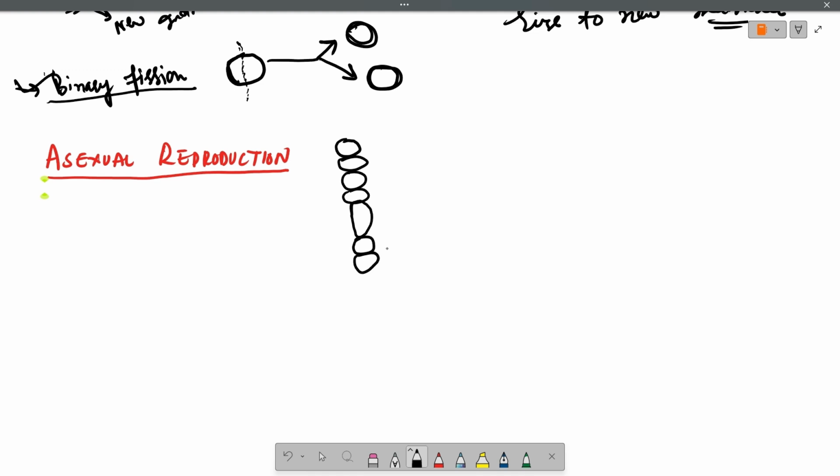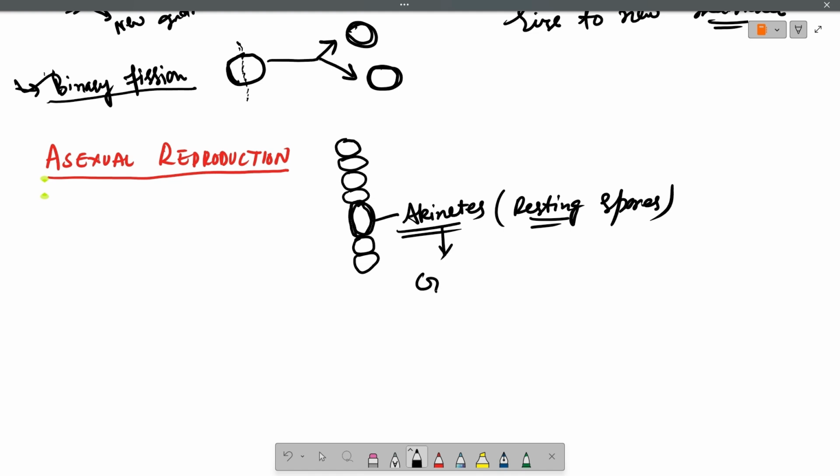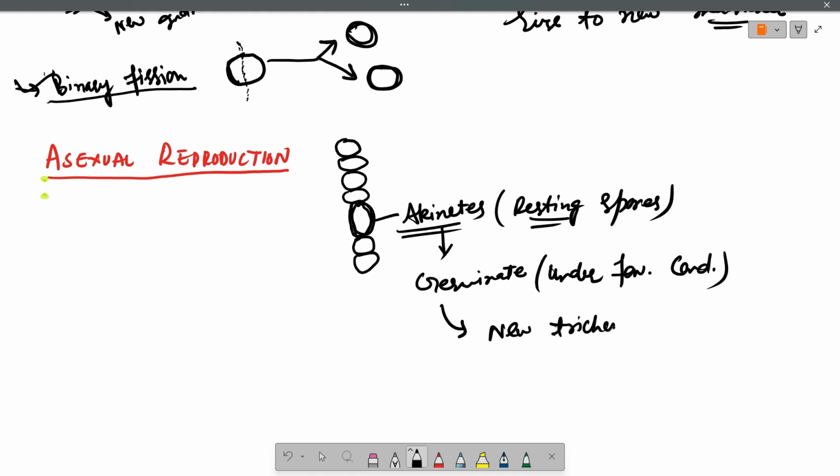They're usually elongated. They have the deposition of some carbohydrates, which makes them distinctive. This is an akinete. These cells are like resting spores. That means they differentiate under unfavorable conditions, and when favorable conditions come, these cells germinate and give rise to a new trichome, new individual.